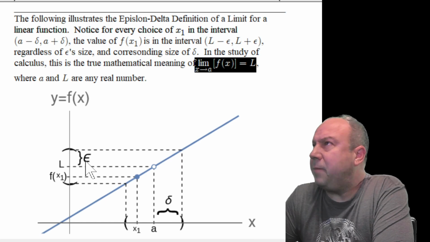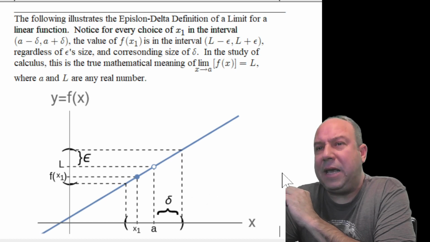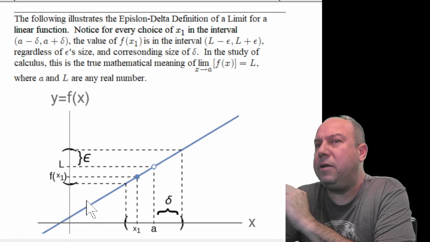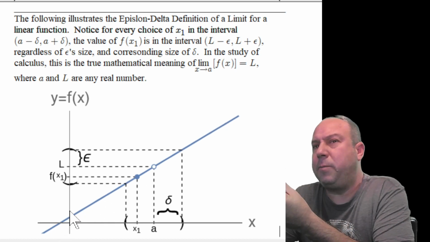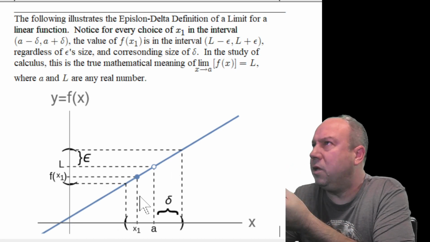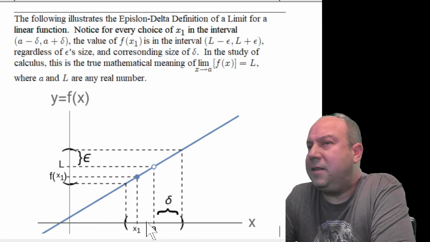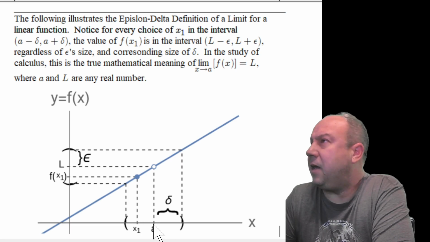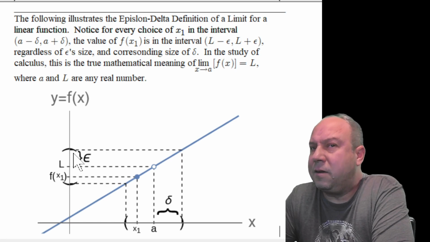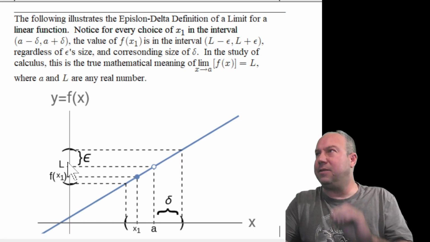No matter what size epsilon I have here, I'll be able to find a delta that's based upon that epsilon. It will be determined in how it corresponds by the behavior of our function, but it will exist such that if you pick an x in this interval formed by delta around a, you will find an f at that x that's within the interval of size epsilon around L. That is the epsilon delta definition of a limit.